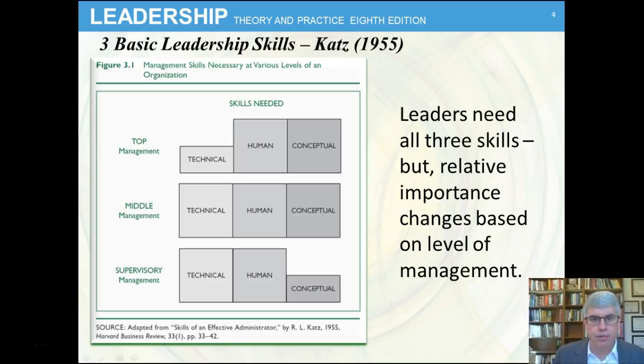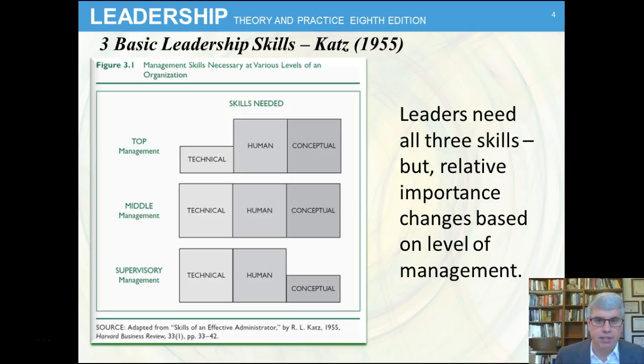This might be the store owner or someone who manages a couple stores, and they need all types of skills. They need the technical skills to know everything that's happening on the ground. They need the human skills to work with the people they're supervising, and they need the conceptual skills to understand the business.